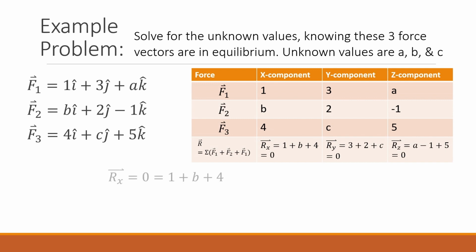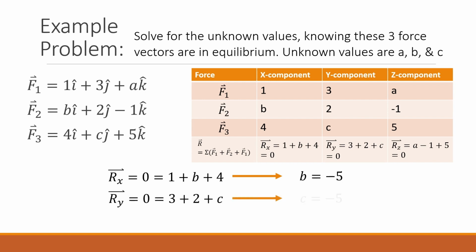This gives us enough to write three equations, the first being our summation of forces in x, where 1 plus b plus 4 equals 0, giving us b equals negative 5. Our summation of forces in y, giving us 3 plus 2 plus c equals 0, giving us a c value of negative 5. And our resultant force in the z direction equals 0 is a minus 1 plus 5, which gives us a equals negative 4.